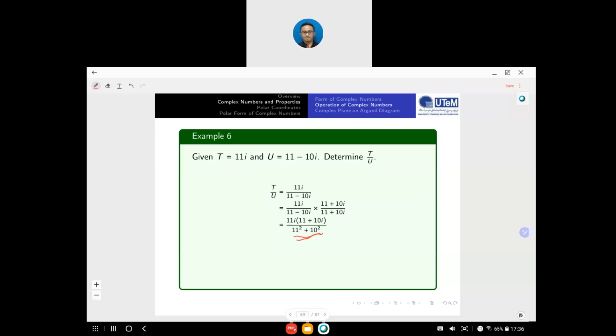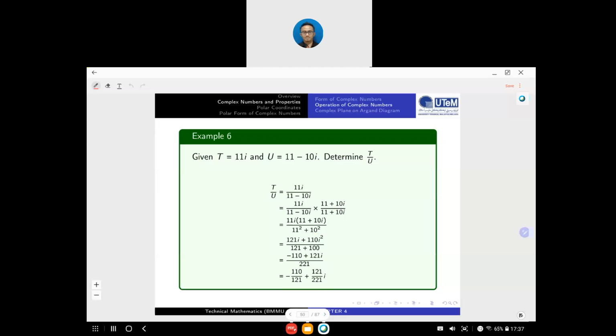By times the conjugate. So we know that the conjugate of A plus BI equals A minus BI. Because this one is plus, it becomes minus. If here is minus, it becomes plus. That one we call the conjugate. If you times the denominator with A minus BI, the numerator also must times by A minus BI. It must be the same. Then the value will be the same. Okay? So solve it, you can get this one. Okay. Boleh?